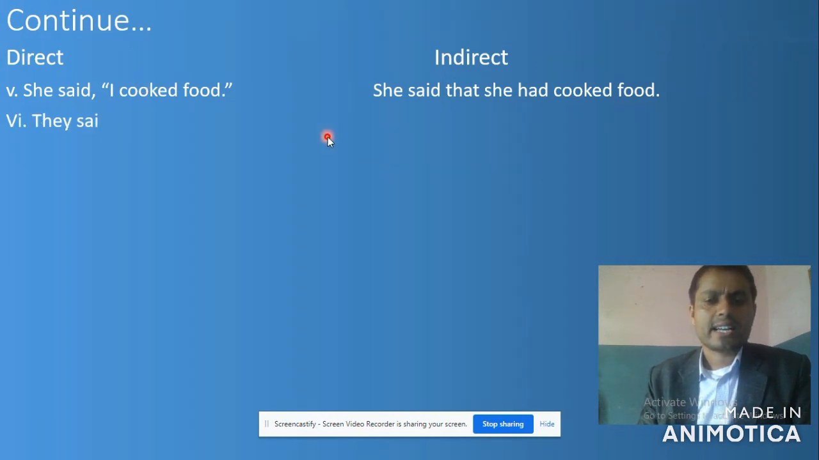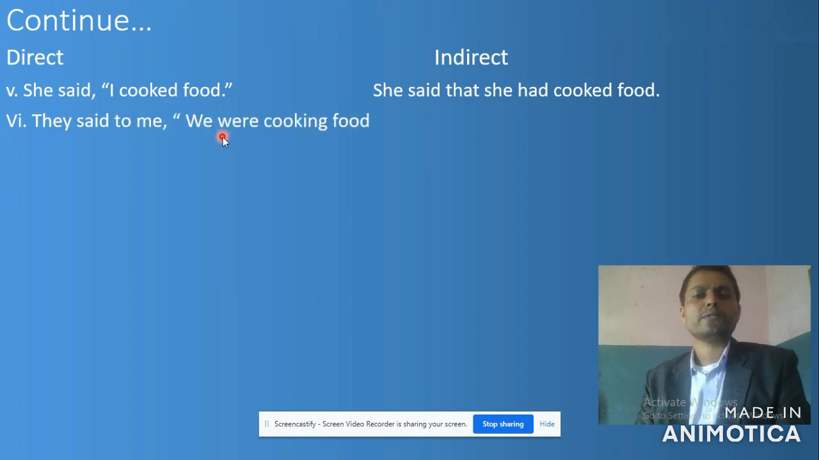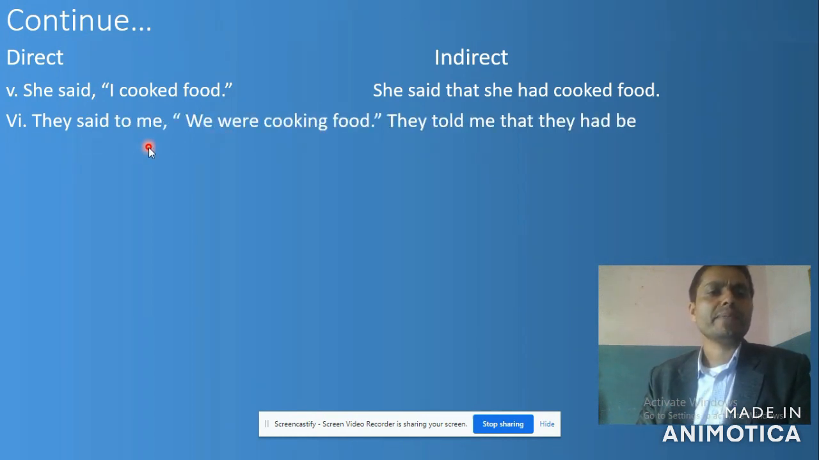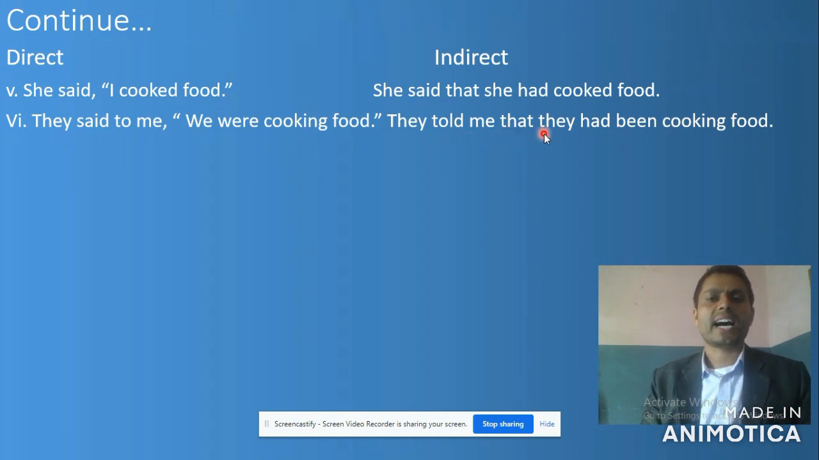All right. Now look at the next example sentence as well here on the screen. They said to me, we were cooking food. Now here they told. If there is an object after said to, then it becomes told. If there is only said, it remains the same, said. If there is said to, we write told. They told me that they had been cooking food. Here it was, they were cooking food. It means past continuous changes into past perfect continuous tense.